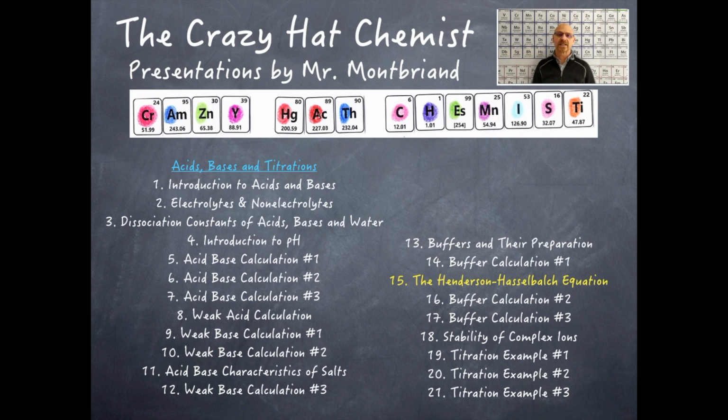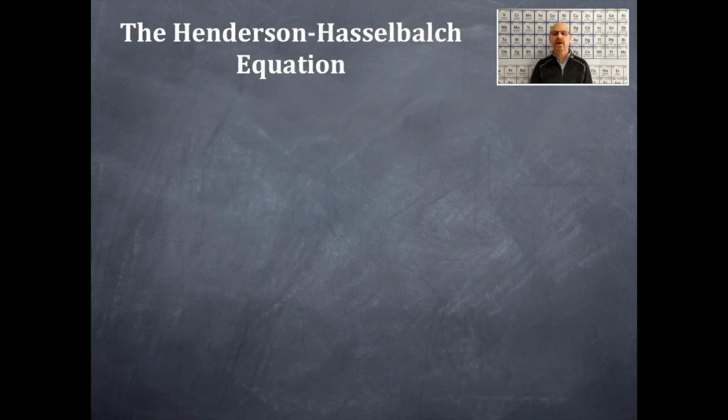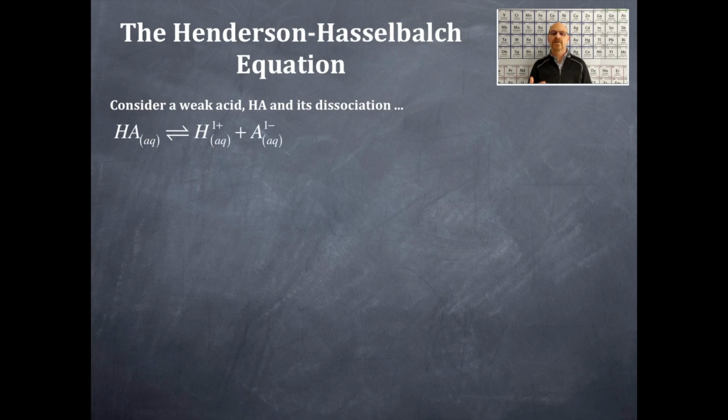Okay, so let's get started here. Bam! Today we are talking about the Henderson-Hasselbalch equation. We're going to consider a weak acid, HA for the generic weak acid, and its dissociation. That's right here: HA aqueous, the equilibrium arrows, the hydrogen ion plus the conjugate base of the acid, A minus 1. We've gotten rid of the water and the hydronium ion, but that's okay. We're going to consider the dissociation of this and write the Ka for that expression.